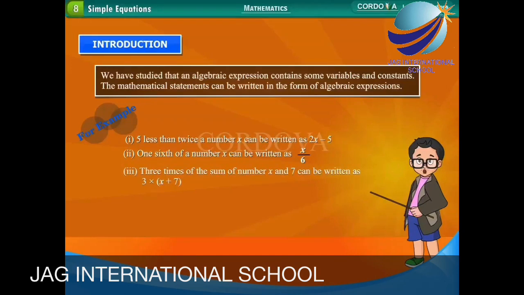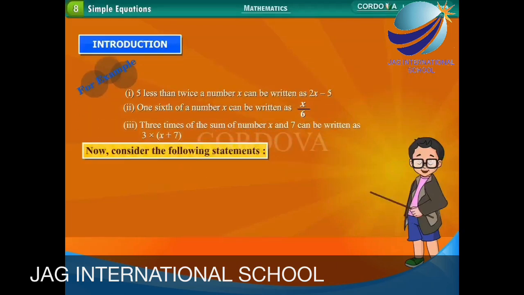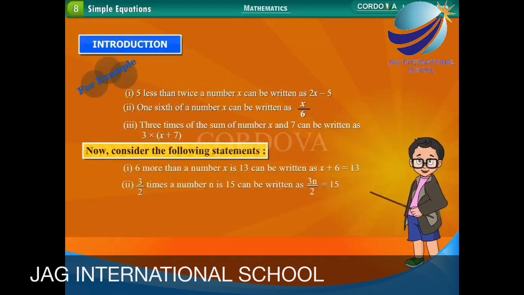3 times the sum of number x and 7 can be written as 3 into, within brackets, x plus 7. Now, consider the following statements. 6 more than a number x is 13, can be written as x plus 6 is equal to 13. 3 upon 2 times a number n is 15, can be written as 3n upon 2, which is equal to 15. A number y divided by 7 gives 5, can be written as y upon 7, which is equal to 5.